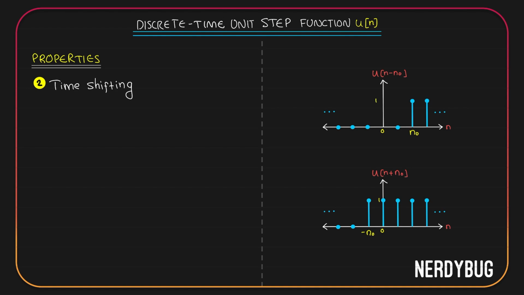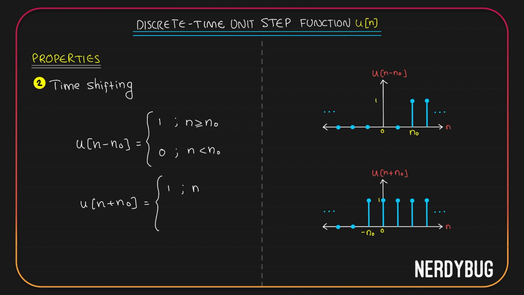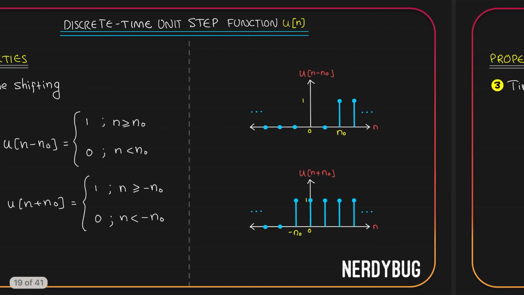Mathematically, we'll write it like this. U of n minus n naught will be 1 as long as n is greater than or equal to n naught, and 0 if n is less than n naught. Similarly, u of n plus n naught will be 1 as long as n is greater than or equal to minus n naught, and 0 if n is less than minus n naught.